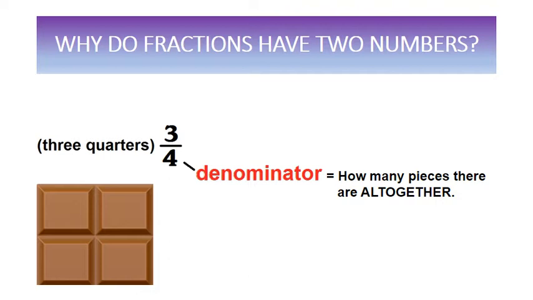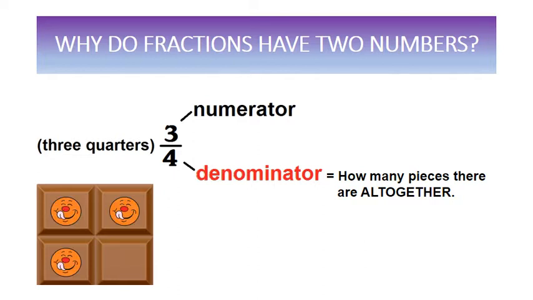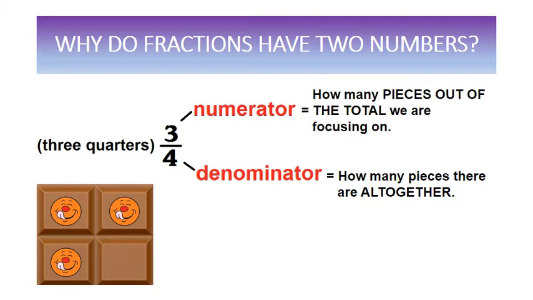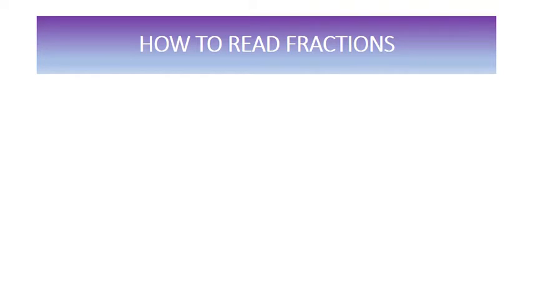Now the top number, here the 3, is known as the numerator. So if we were to eat 3 of those 4 pieces of chocolate, that's what the numerator here represents. In other words, how many pieces out of the total we're focusing on, in this case, eating. Now let's look at how we should read fractions. And again, we've already touched on this, but there are actually 3 different ways to read any fraction.